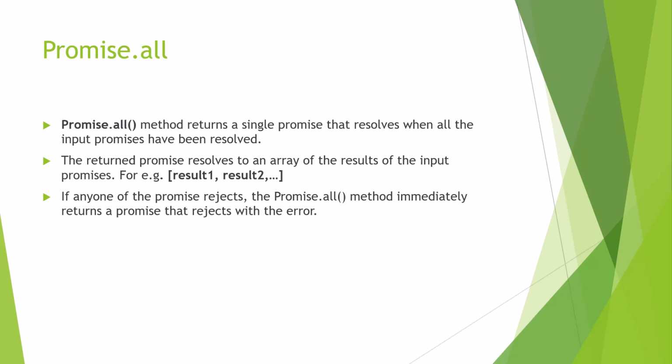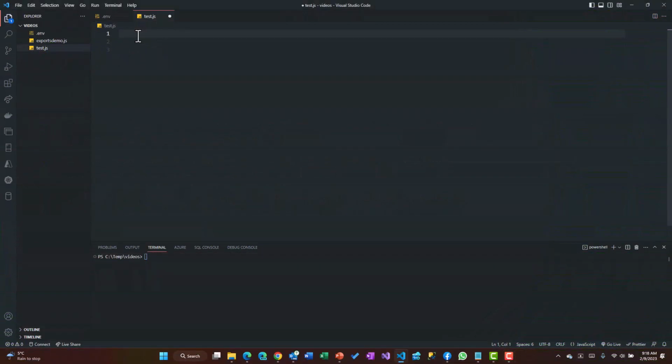So let's practically see how we could use Promise.all within our Node.js to call multiple APIs. In this case, we are going to use the same JSON placeholder API that I discussed in my last video for the API calling, but we'll be calling 2 APIs rather than 1 so that we can demonstrate Promise.all. So let's get started.